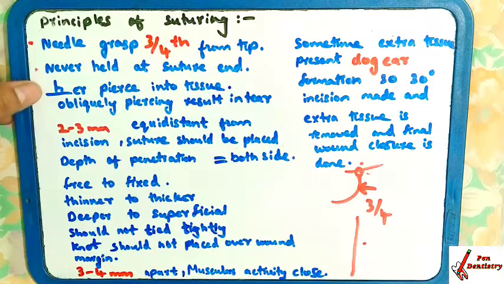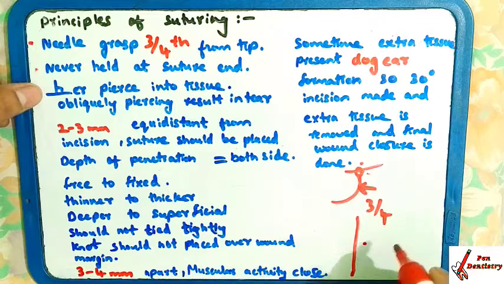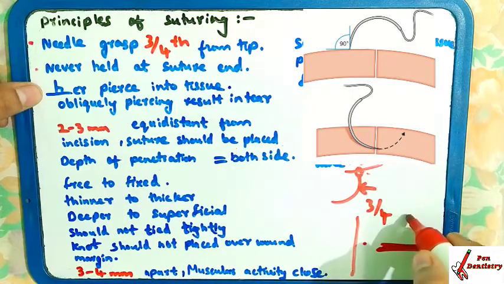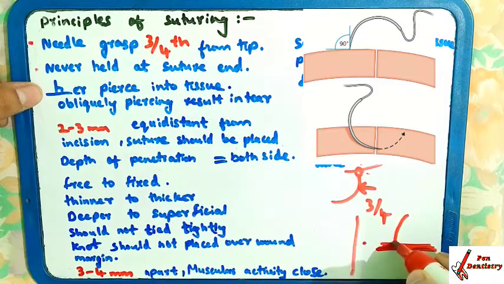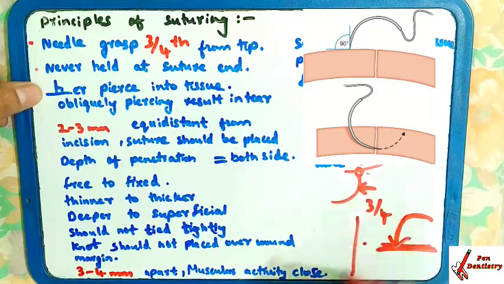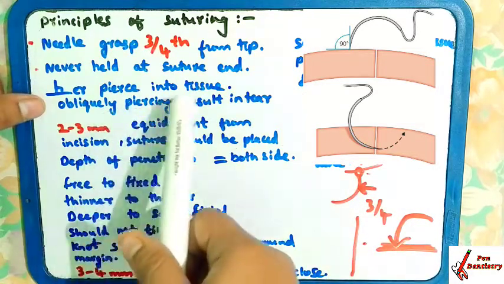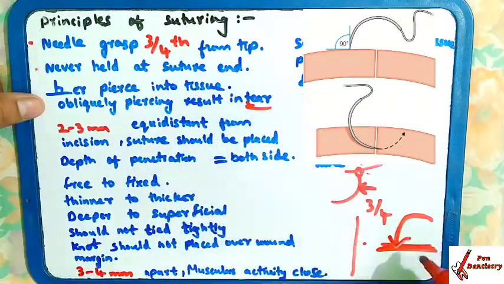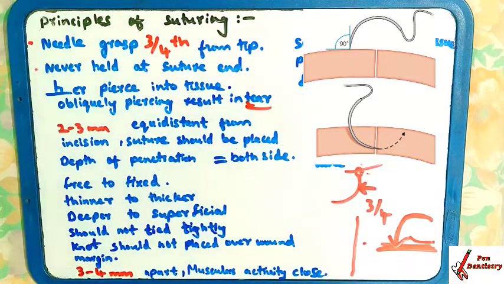Your needle insertion or piercing should be perpendicular to the tissue. If this is the tissue, you are going to place your needle like this, perpendicular to the tissue floor. Oblique piercing results in a tear. If you place your needle in an oblique direction like this, there might be a chance of tearing of the tissue.